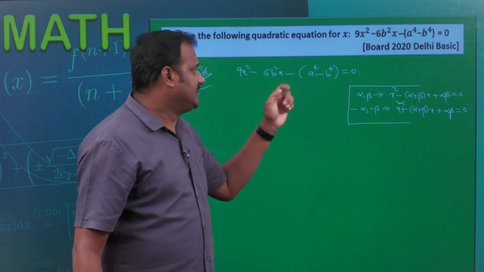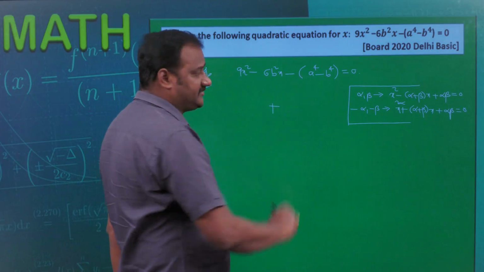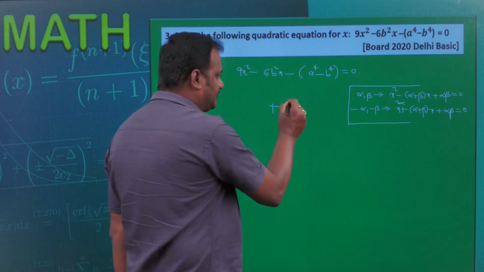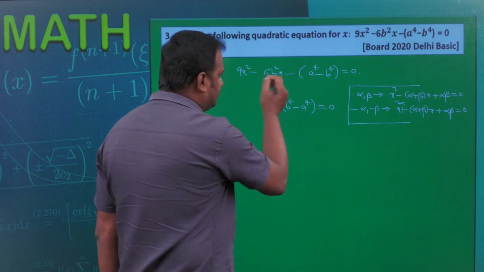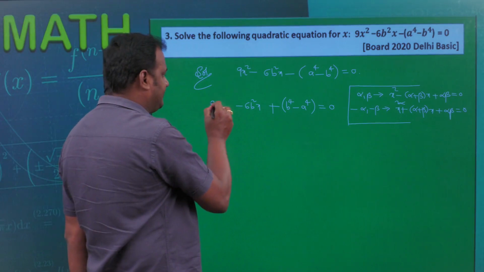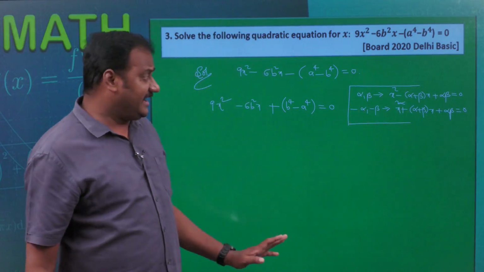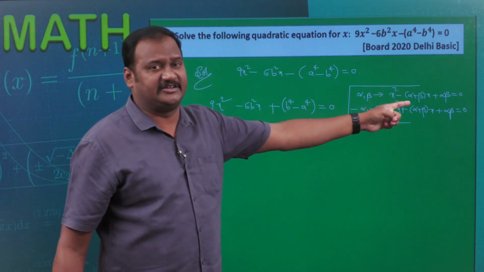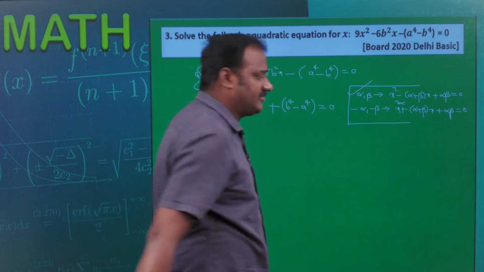How to make it positive? Just multiply both the two terms with minus. Then the constant will become minus into a power 4 minus b power 4, that is, minus of minus a power 4 plus b power 4. So I am going to write this as b power 4 minus a power 4 equals to 0. And before that we have 6b square x, and this is a negative term, and before that we have 9x squared. So the last term should be positive. And then see the sign of the middle term, that is negative here. So in which quadratic equation is the sign negative? In the first one. So you will have to go with this form of quadratic equation.